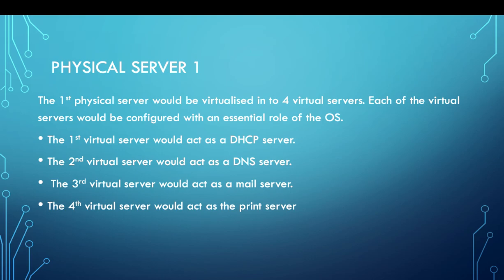The first physical server would be virtualized into four virtual servers. Each virtual server would be configured as an essential role of the operating system. So in the first physical server, there would be four virtual servers. This includes a DHCP server to issue IP addresses, a DNS server to resolve names to IP addresses, a mail server to send and receive emails, and a print server to process print jobs.